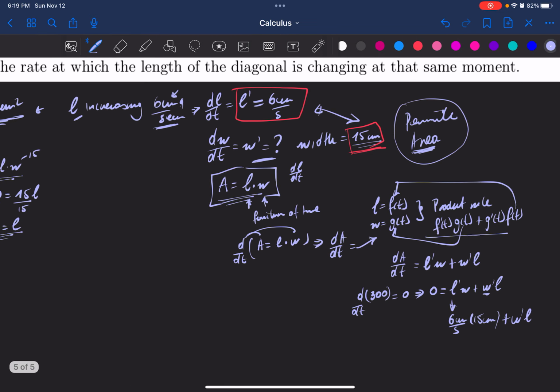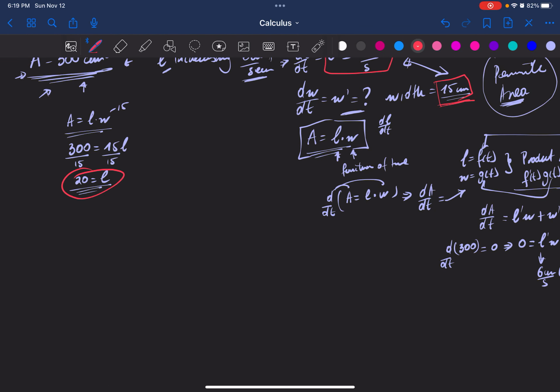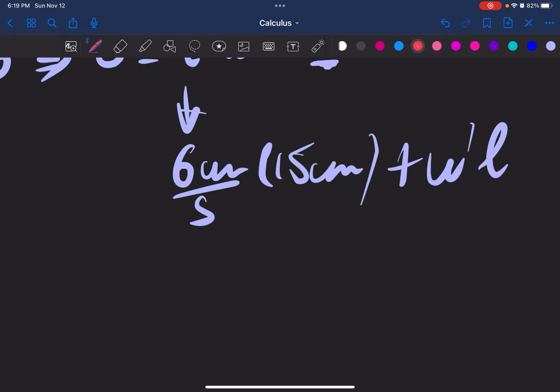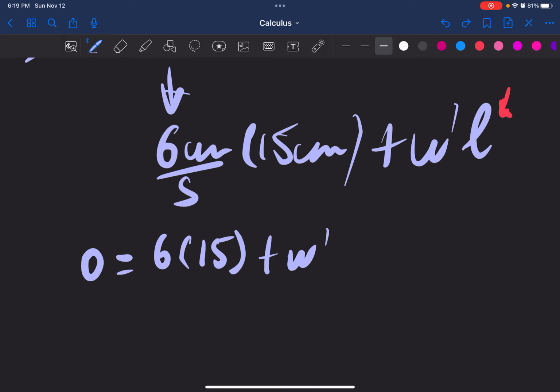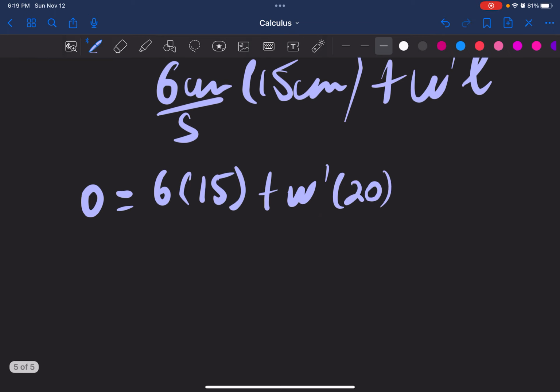With this information, I can come back and take this 20 that I just found for the length, and substitute it back here. So what I have is 0 is equal to 6. I'm just going to drop those units for now. So 6 times 15 plus W prime, which is what we're trying to find, times the length, which we just found to be 20. So I have 6 times 15. I'm going to use my calculator for that. I'm not a machine. 6 times 15 would be 90. And then plus, of course, 20 W prime.